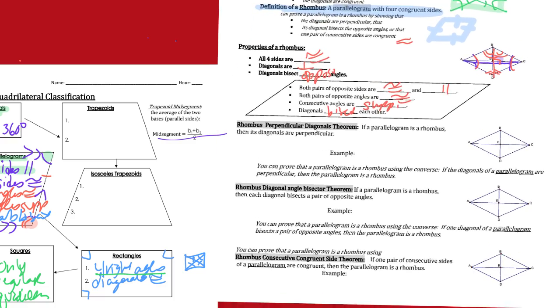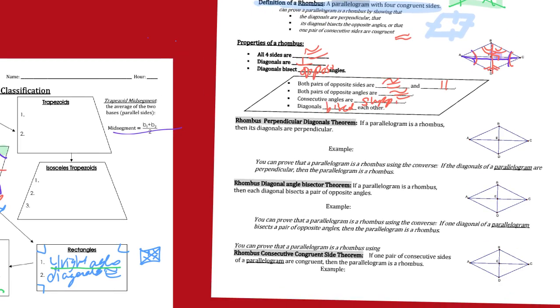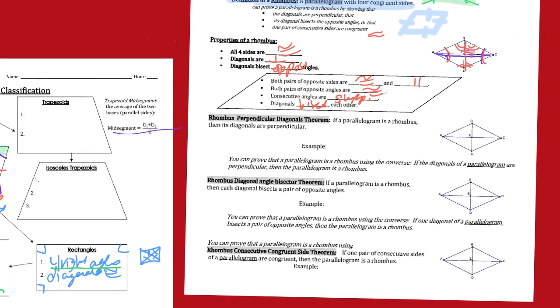So if you draw a diagonal, it's going to chop in half each of these angles that it intersects with. And so there are some theorems. They're not incredible. I mean, they basically state what we've already learned. There's a rhombus perpendicular diagonals theorem, which means if you have a rhombus, guess what? The diagonals meet at a right angle. Cute, okay?